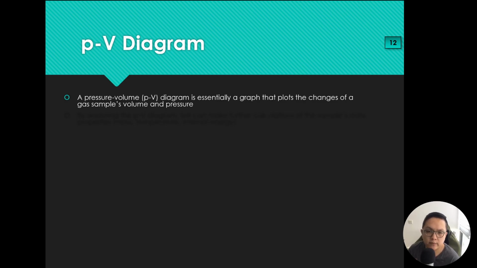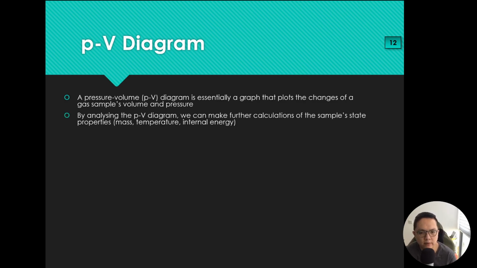Okay, a PV diagram is what we call a pressure volume diagram. It's essentially a graph that plots the changes of a gas sample's volume and pressure. So how do we draw a PV diagram? Once you have a PV diagram, we can make further calculations of the sample's state properties. We can find mass, temperature, internal energy, etc., depending on what is given to us.